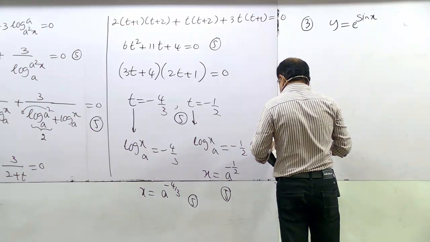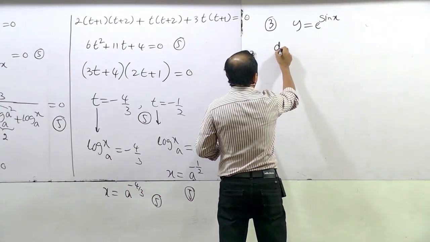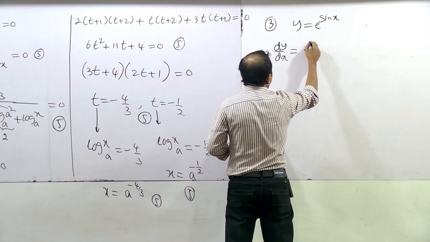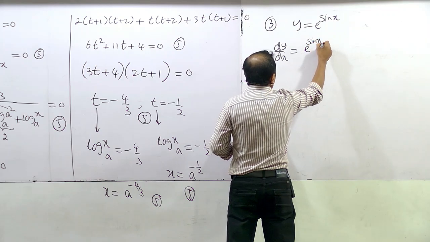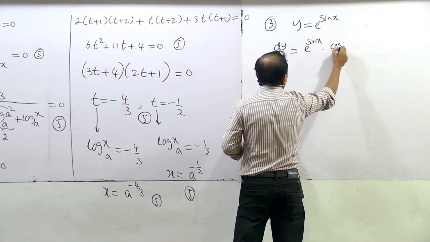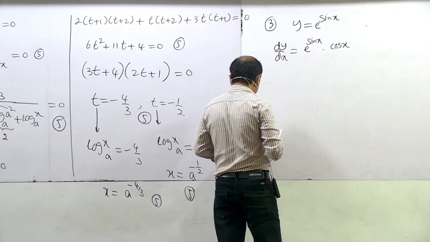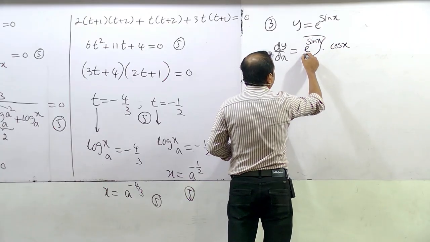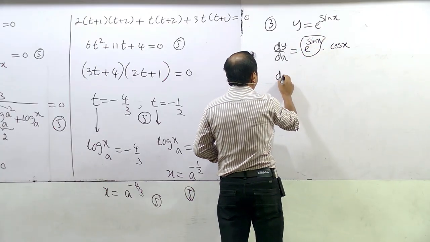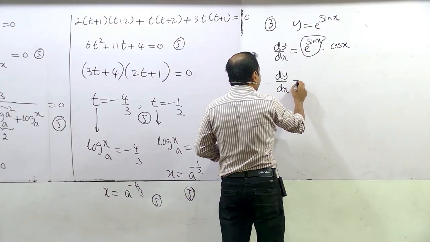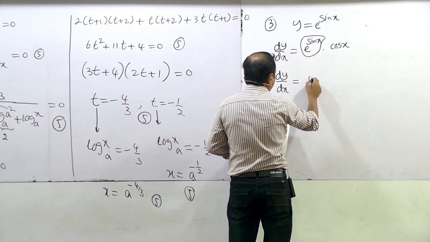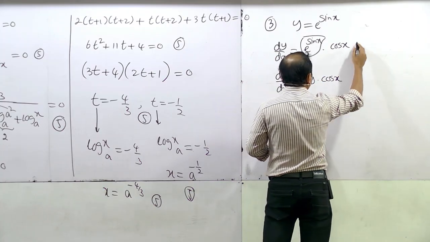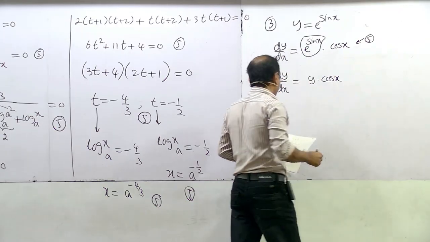Right, first one, differentiate this, dy by dx. First the derivative of e, then the same, then derivative of sin x is cos x. But this e to the power sin x is y now. So dy by dx is equal to y cos x. Right, this is 5 marks.